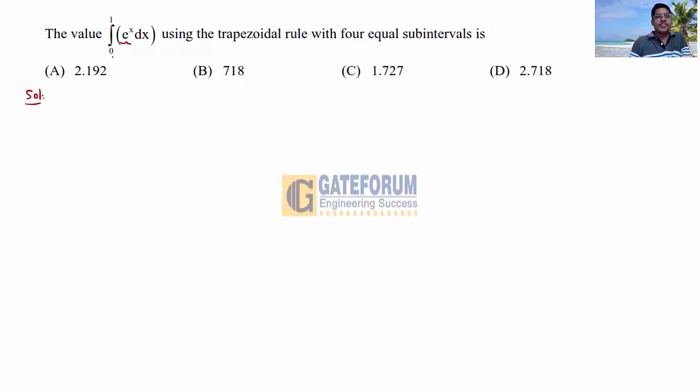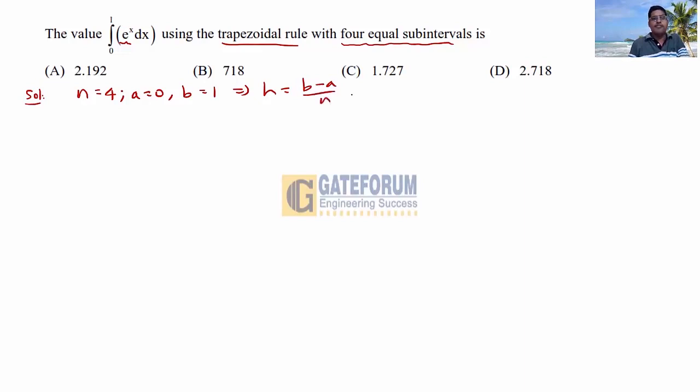so this is integrand f of x, lower limit a is 0, upper limit b is 1, 4 equal subintervals means n is equal to 4 using the method trapezoidal rule. So first of all, n is equal to 4, a is equal to 0, lower limit, b is equal to 1, upper limit. The formula for finding h is b minus a by n, that means 1 minus 0 by 4, 1 by 4, is nothing but 0.25. Your f of x value, integrand, is exponential function e power x.